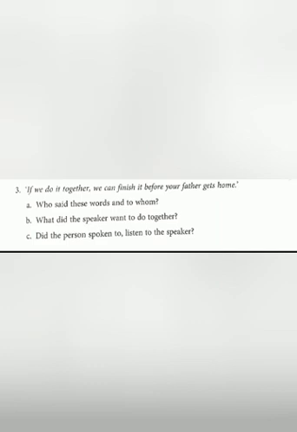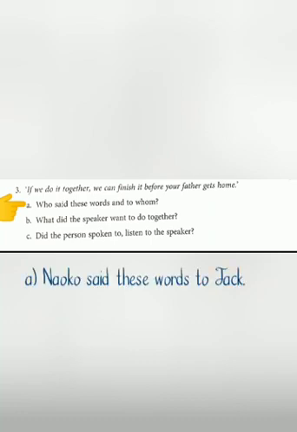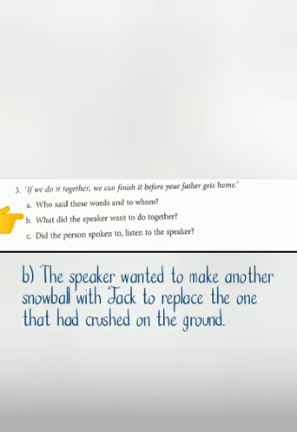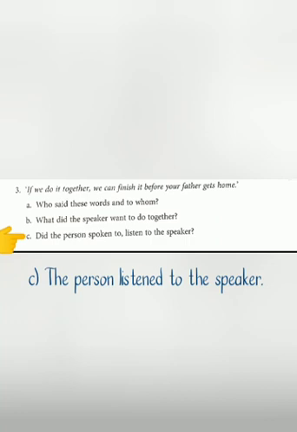Third one: "If we do it together, we can finish it before your father gets home." Question A. Who said these words to whom? Naoko said these words to Jack. Question B. What did the speaker want to do together? The speaker wanted to make another snowball with Jack to replace the one that had crashed on the ground. Question C. Did the person spoken to listen to the speaker? Yes. The person listened to the speaker.